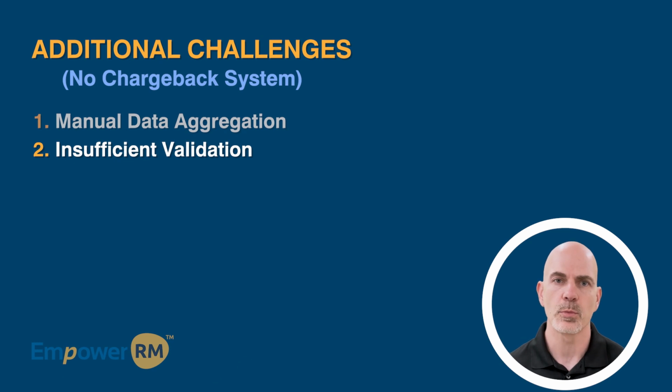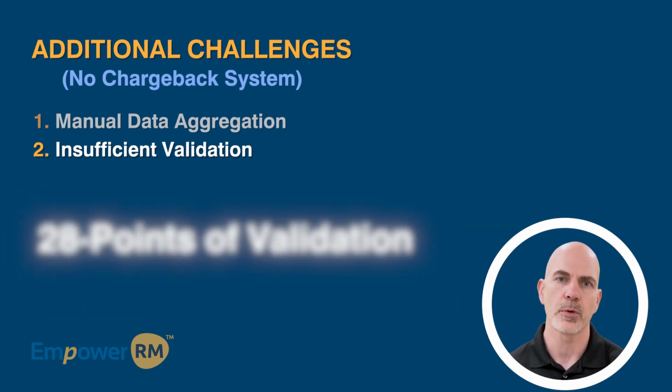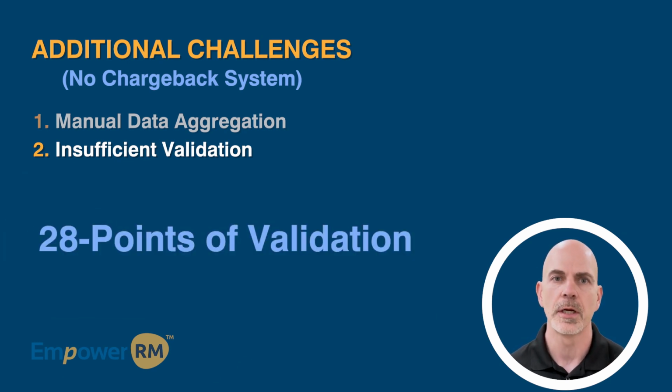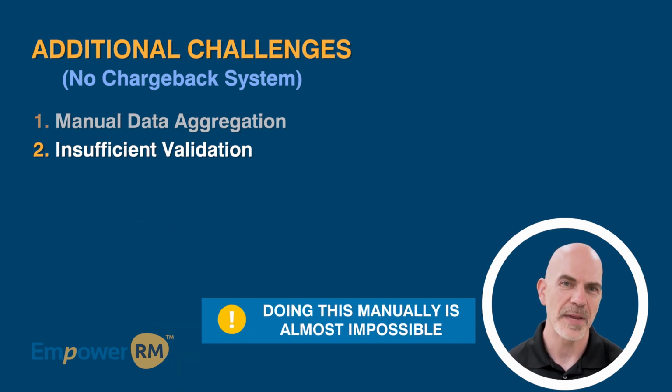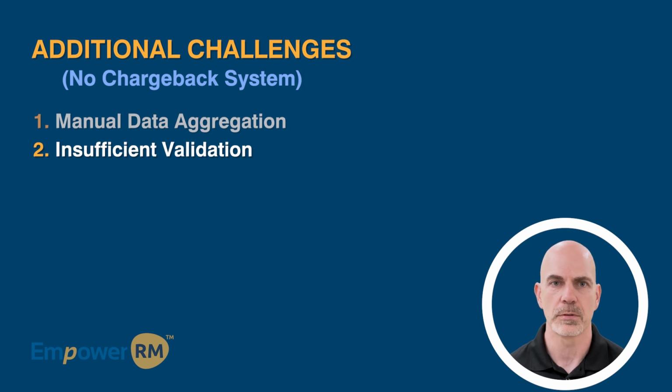A chargeback system would run each chargeback line through 28 points of validation to determine whether there is a discrepancy or not. Doing this manually is almost impossible. This means if you're doing manual validation that you will most likely miss discrepancies or possibly think that you have a discrepancy when you actually don't.